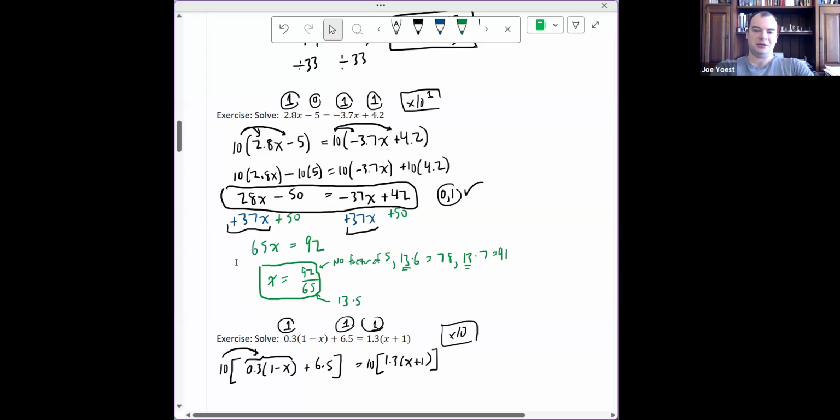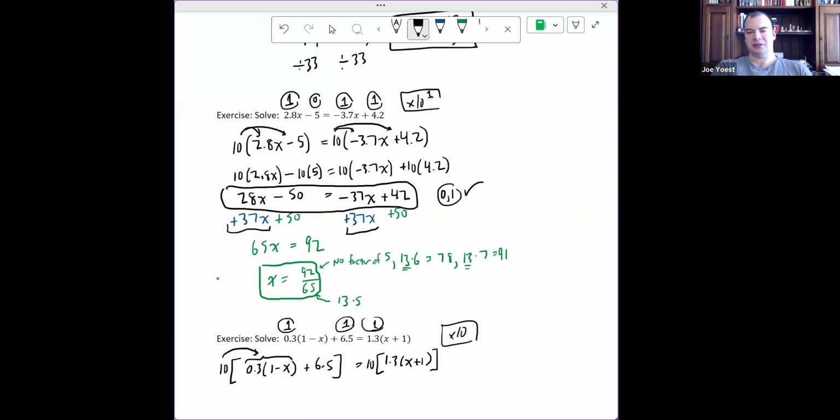But we get 65x equals 92 when all of this settles. Then we divide by 65, and we get x equals 92 over 65. Here I should check for common factors, because I want to write this in simplest form. I note that 65 is going to have a factor of 5. It's 5 times 13. Obviously 92 does not have a factor of 5, since it doesn't end in a 0 or 5.